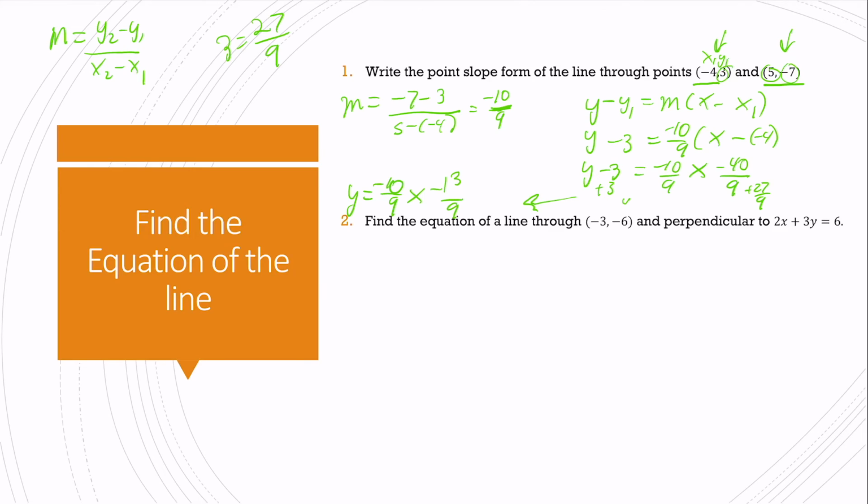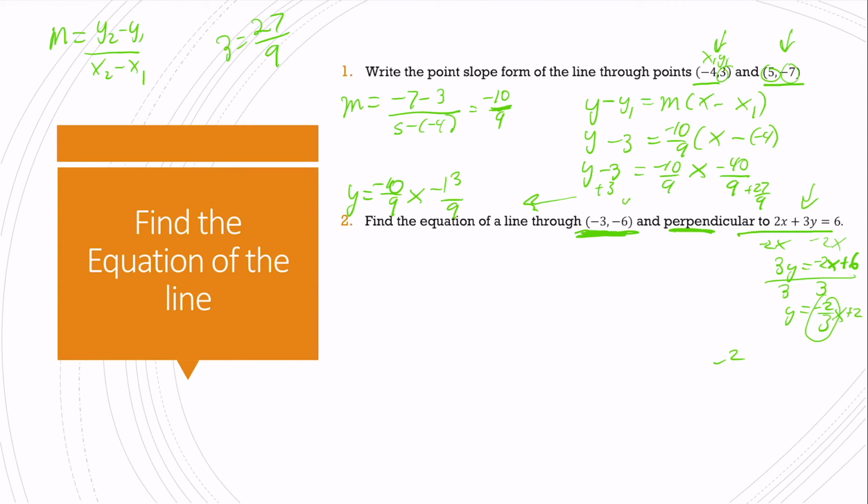Next, what if I want to find the equation of a line through the point where x is negative 3, y is negative 6, that's perpendicular to 2x plus 3y equals 6? So first thing I need to do is determine the slope of this line. I'm going to subtract 2x from both sides. 3y equals negative 2x plus 6. I divide both sides by 3. Y equals negative 2/3 x plus 2. Awesome. So the slope of this line is negative 2/3, but I want to find the equation of a line through this point that's perpendicular to negative 2/3.